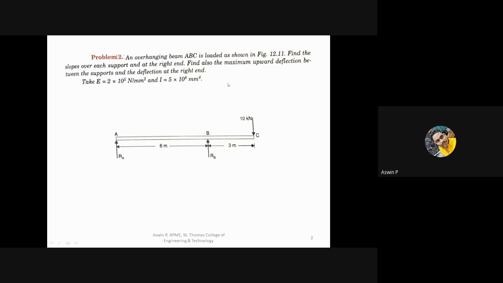This is a huge problem. If you are able to solve this problem, definitely you can solve all the university problems. Okay, so there are two conditions given: Young's modulus 2 into 10 raised to 5 Newton per mm square and moment of inertia I equal to 5 into 8 mm raised to 4. Please write this problem. We are going to solve this problem. For that, you need to write this problem first.